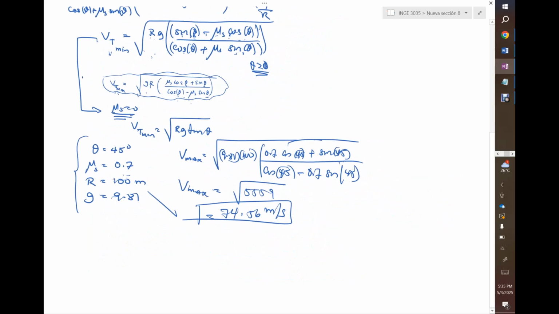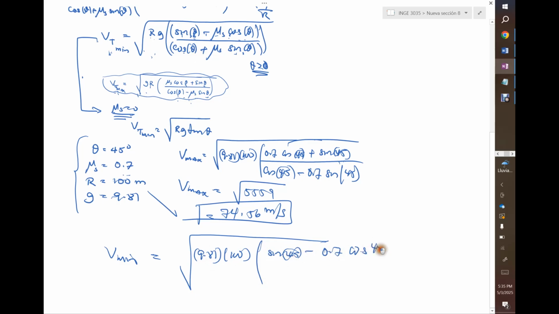If we do minimum, it will be pretty much the same thing, except that it's going to be a negative here and a positive here, so definitely we'll make these numbers smaller. And let's see what we have. So that's 9.81 times 100 times sine of 45 minus 0.7 times the cosine of 45.